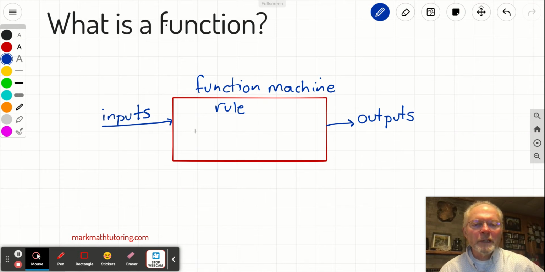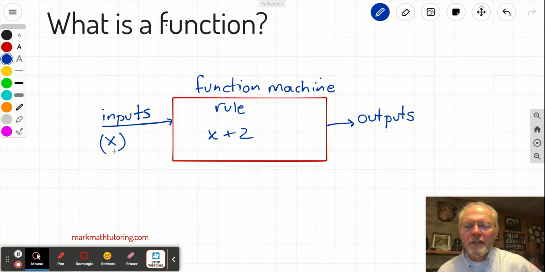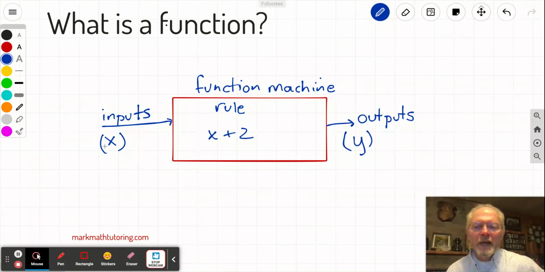So let's start with a simple illustration. Let's suppose our rule is x plus 2. So that's our rule, and we're using the letter x to designate our set of inputs. So all the possible numbers that could go into this machine, we're just going to call x's, and all the outputs after 2 has been added, just for the sake of illustration, we're going to call them y's. So x's are going in, y's are coming out.